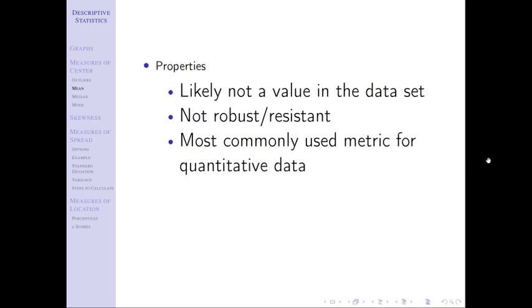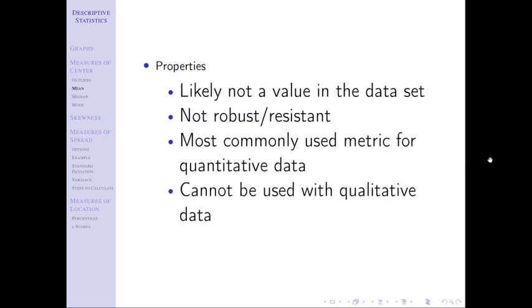And then the last property is that it cannot be used with qualitative data. Remember, qualitative data, things like zip codes or phone numbers, which makes sense. We already talked about that when we discussed that type of data. You could not average people's phone numbers. The number you dial would not be the location between the two people. It would just be a random number that's somebody completely different.